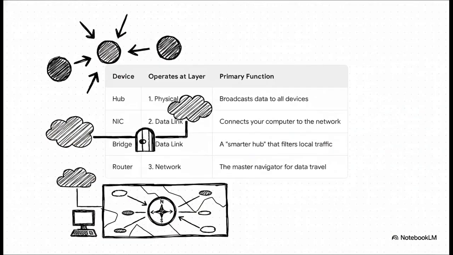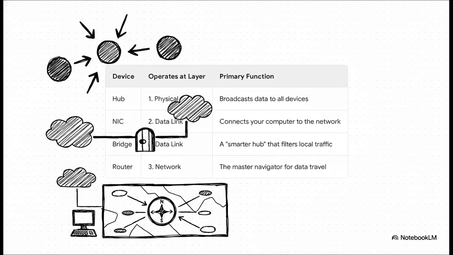Okay, what's really cool here is seeing how each piece of gear maps to a specific layer. I mean, first things first, your computer needs a way to plug into the network, right? That's your NIC, the network interface card. Then you have a hub. It's kind of dumb, honestly. It operates at the physical layer and just shouts any information it gets to every single device connected to it.